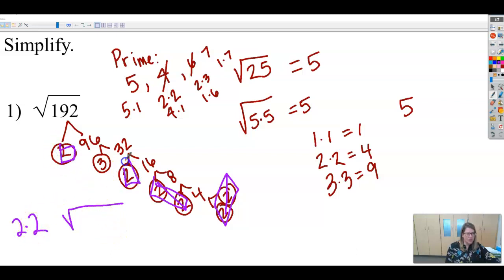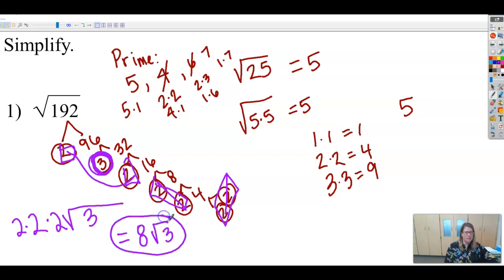There's a 2 here and here, so that's a pair. So I can bring one more 2 out. This 3 is alone, right? It's not a perfect square because there's only one of them. So it has to stay underneath. So now I would just finish this off by multiplying back together 2 times 2 times 2, which is 8. And that 3 would stay under the radical. This is the simplified form of the square root of 192.